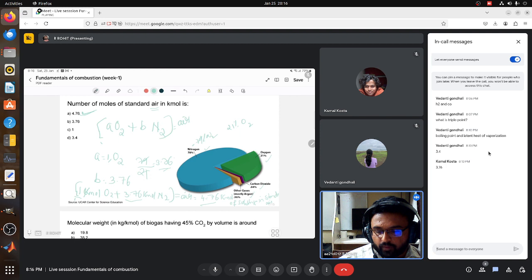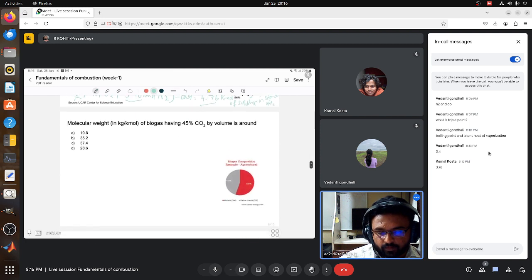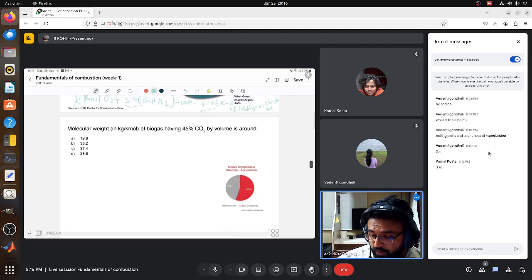Let's move on to the next question. The question is, the molecular weight in kilogram per kilomole of biogas having 45% carbon dioxide by volume is around what? So we are asking you to find the molecular weight of biogas which has 45% carbon dioxide by volume. Let's try it out. I will wait for 2 or 3 minutes for you to try it out.